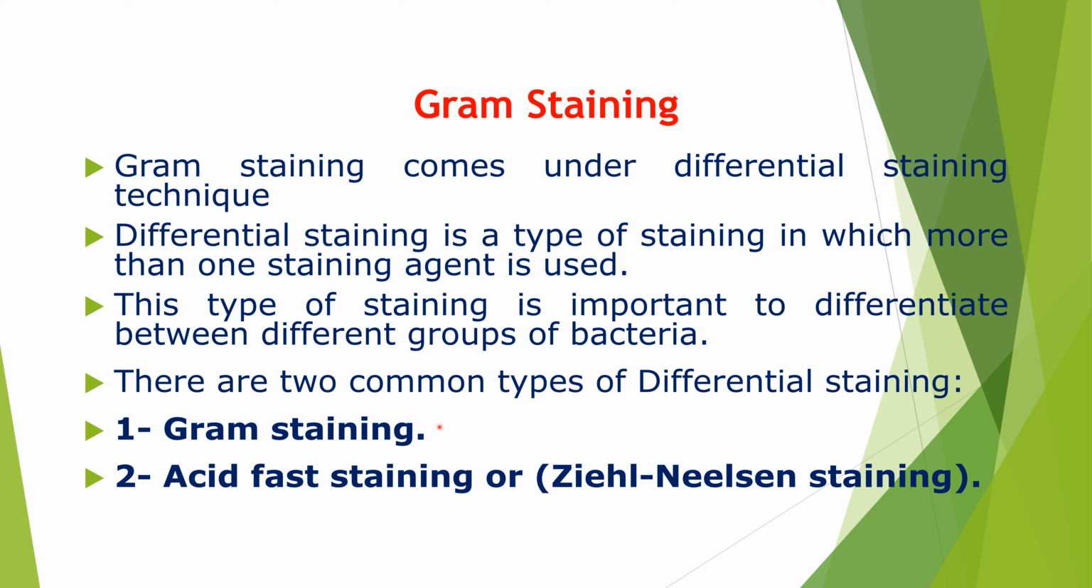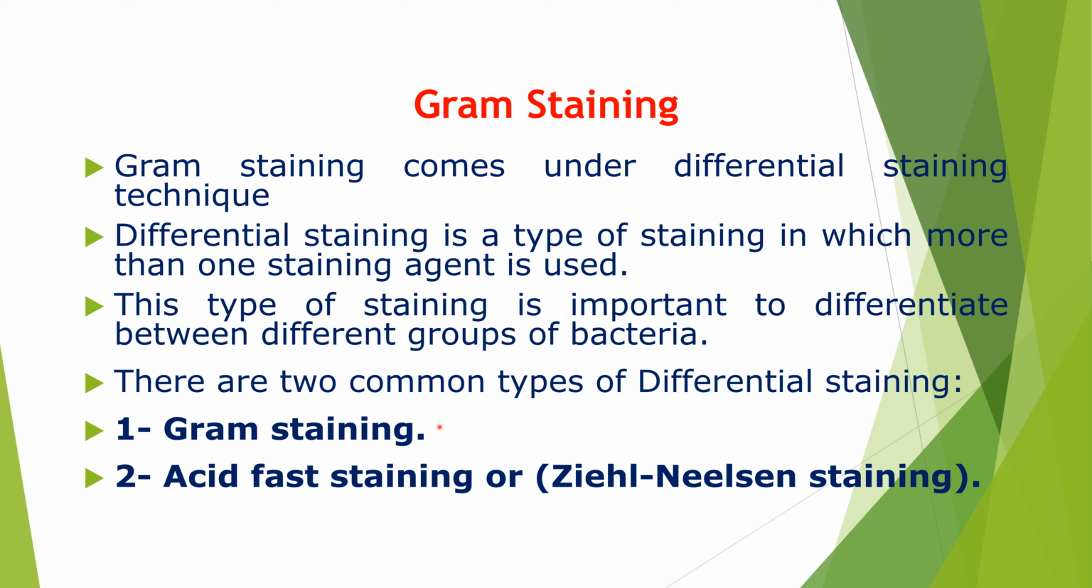In simple staining, we are able to observe the morphology and arrangement of the bacteria. But in gram staining, as its name tells, it is a differential staining technique, we are able to distinguish the bacteria into gram positive and gram negative bacteria.